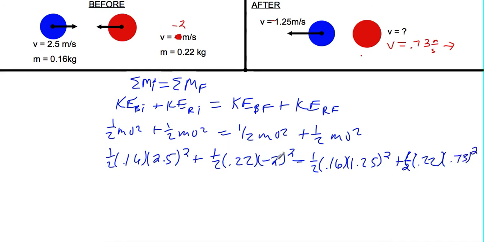Now you can look and see we have bigger velocities on this side. Those become positive, so this number gets much bigger than what this side will be. And we end up getting 0.94 joules on this side, and I'm going to assume that you can do this and add it together, is equal to 0.184 joules. And you can see, no, they're not equal at all, which tells us this is an inelastic collision.